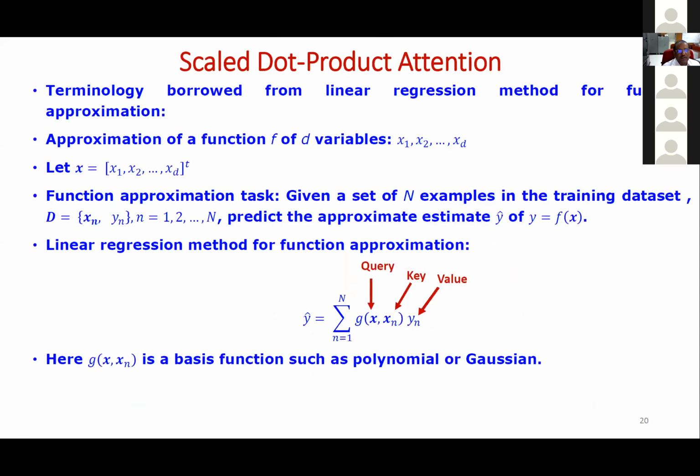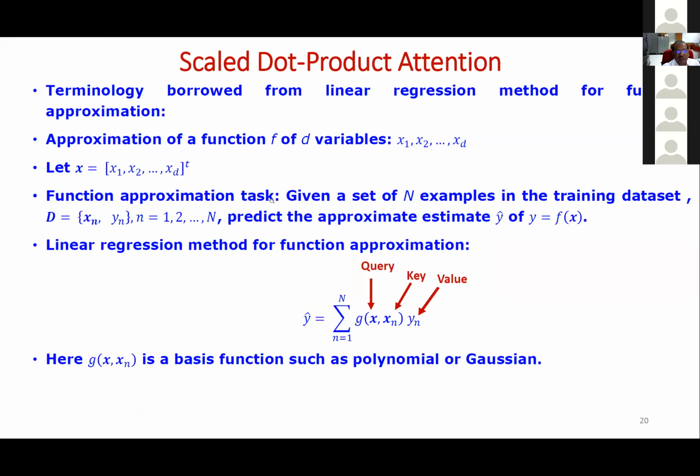Okay. First, we'll try to understand a term called scaled dot product attention. And the terminology that we'll be using in defining the scaled dot product attention is mainly borrowed from the linear regression methods for function approximation. What do we do in this function approximation? I have a function of d variables, let's say x1, x2, and so on, xd, and the function is f, right? And if I put all these d variables into a vector x, now this function f is of this vector x.